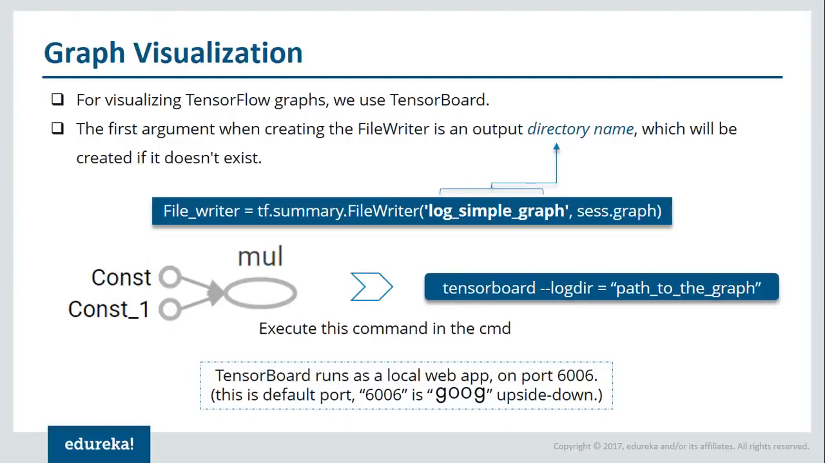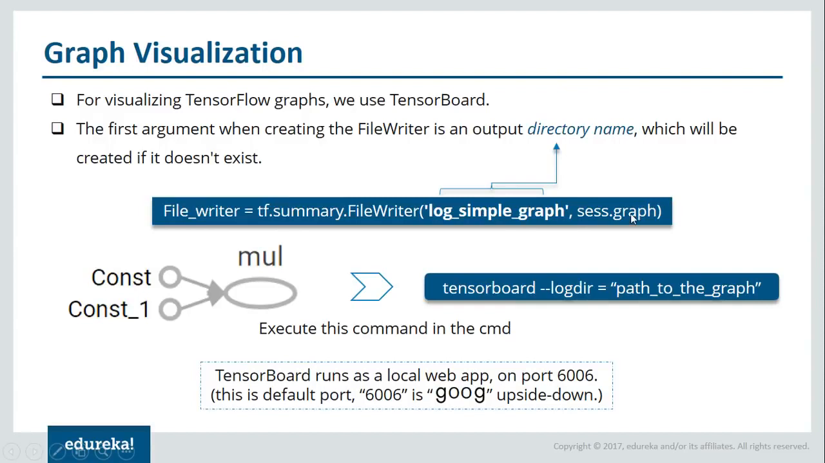Graph visualization. For visualizing TensorFlow, we use TensorBoard. TensorBoard is a suite of web applications for understanding your TensorFlow graphs. For that, we need to create an object of a class for writing summaries, and one such class is FileWriter. With the help of that FileWriter, I'm going to create log files that will be used by TensorBoard in order to create the TensorFlow graph. And where I will create that log file, I have to specify here in the path.